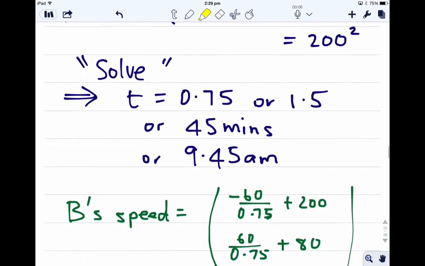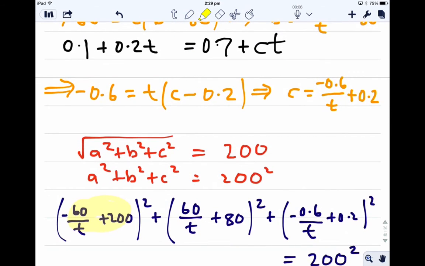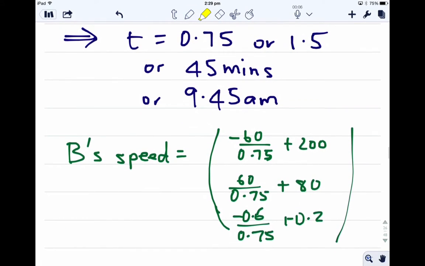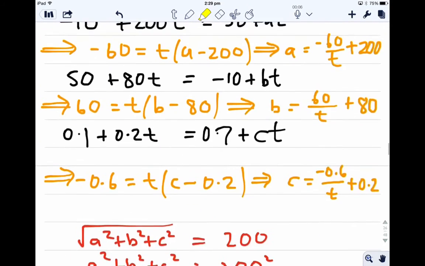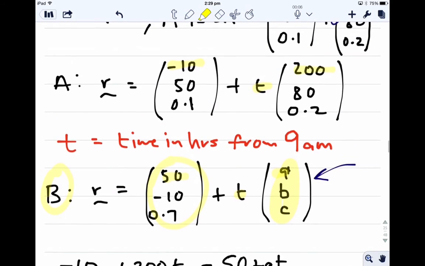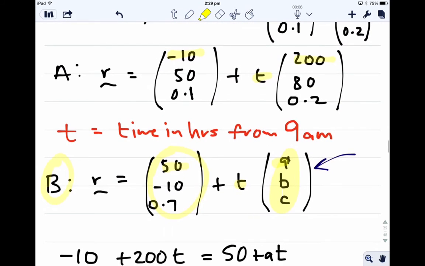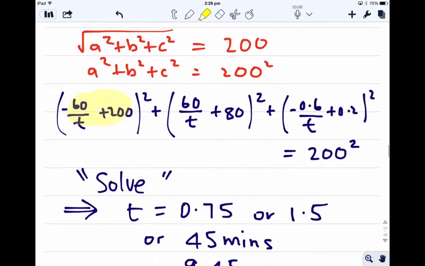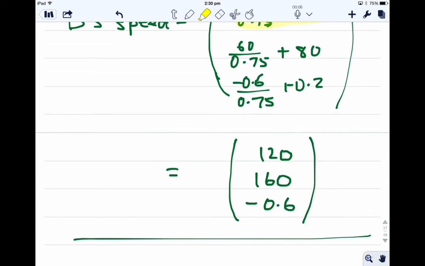Knowing that value of t allows us to substitute in to find B's position and velocity. I've substituted t equals 0.75 into this expression right here. Negative 60 over t plus 200 was the x part of B's speed, if I just go back up here. There it is: negative 60 over t plus 200. That's a. So I just substituted in for a, b, and c, and that gives me 120, 160, negative 0.6. That is the direction or the velocity that B needs to go out at to intercept A.